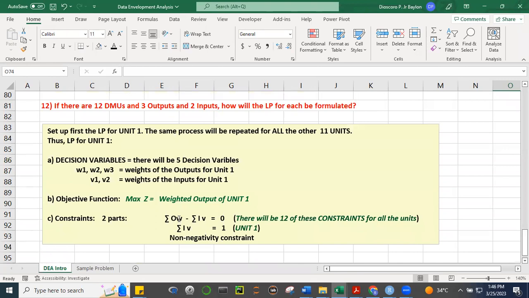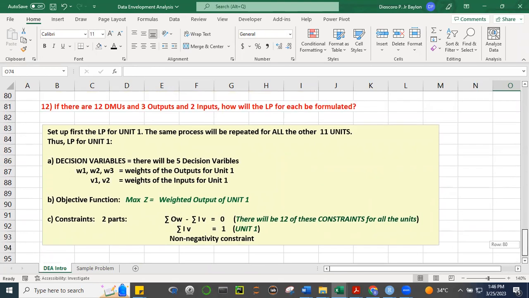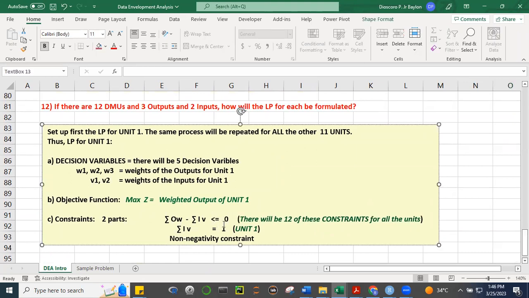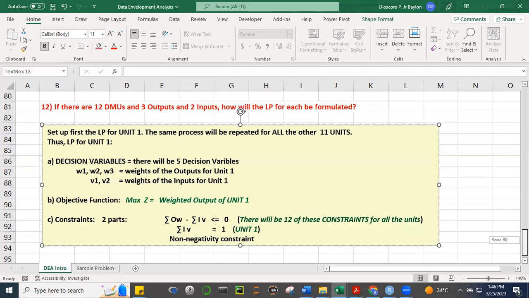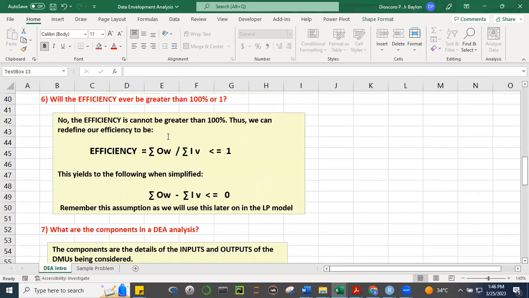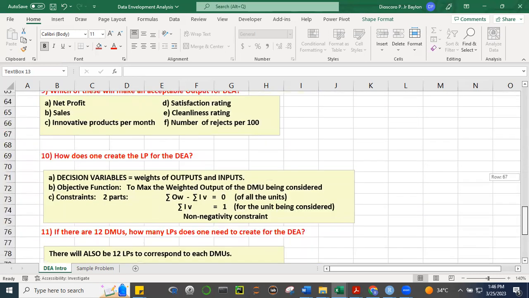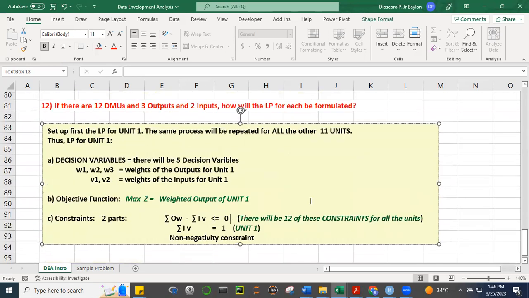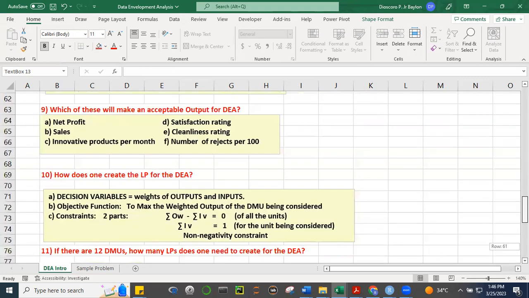Okay, so the weighted output minus the weighted input should be, okay, this should be less than or equal to, not equal to, 0, because it's coming from here. The weighted output over the weighted input should be less than or equal to 100%. So when we simplify this, it becomes like this. So there's that less than or equal to. Okay, so let's set this up.